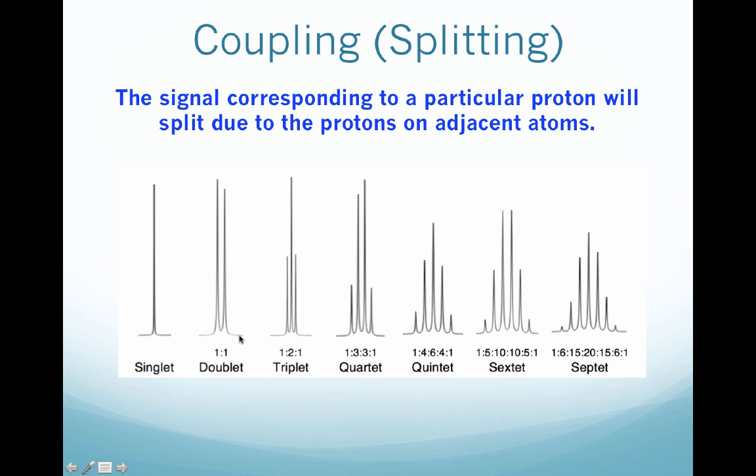Then it can be split into two lines, which is a doublet, three lines, a triplet, four is a quartet, quintet, sextet, and septet. Typically, once you get over 7 lines, we just refer to that as a multiplet, or M.